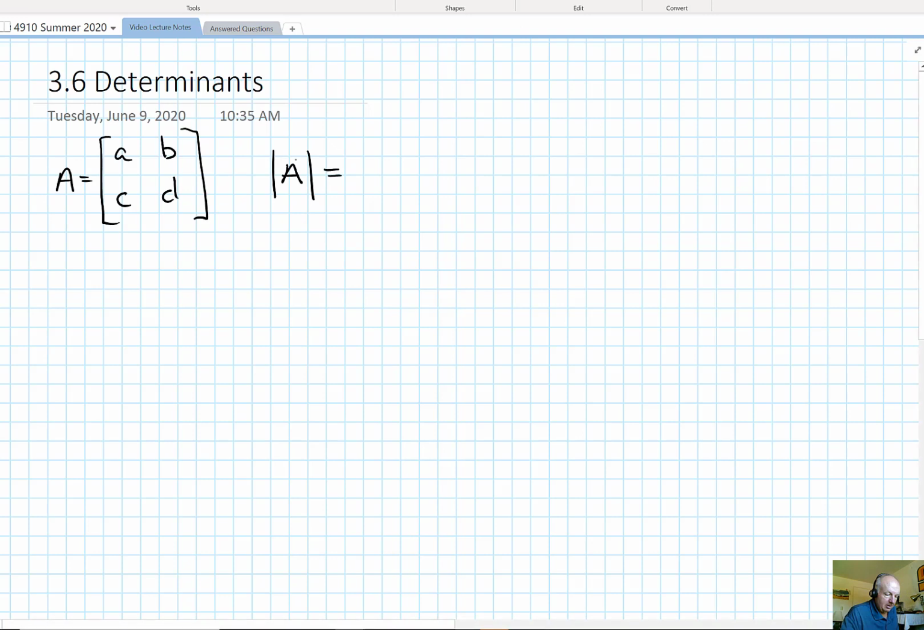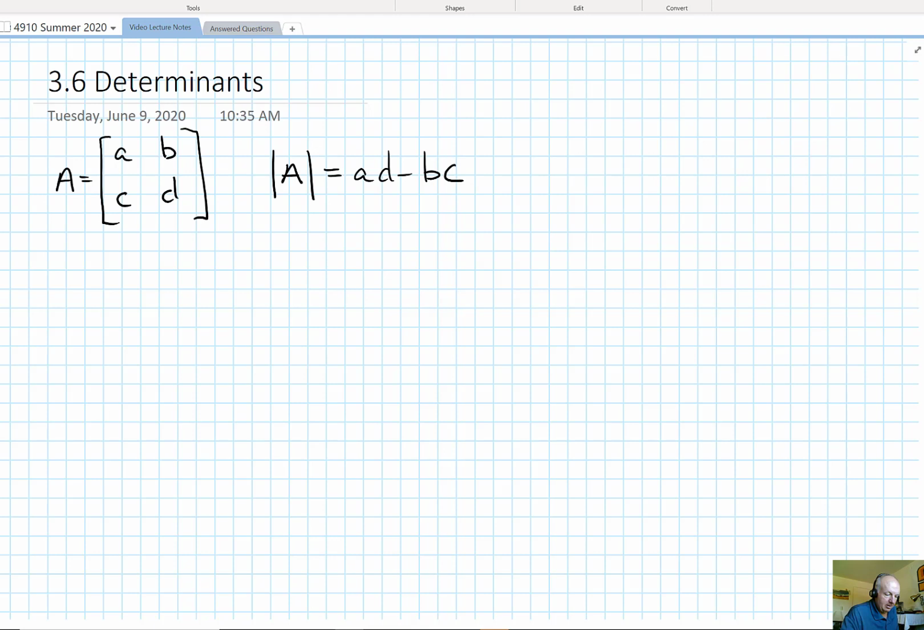So when you see that notation, when they say find this right there, they're saying find the determinant of A. And for 2 by 2 matrices, we just have a formula. It's simply AD minus BC. It's this product minus that product. Okay, and that's the determinant. So it's a single number that's associated with that matrix.